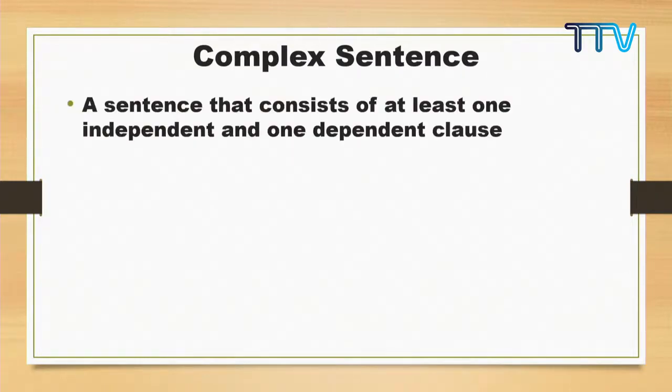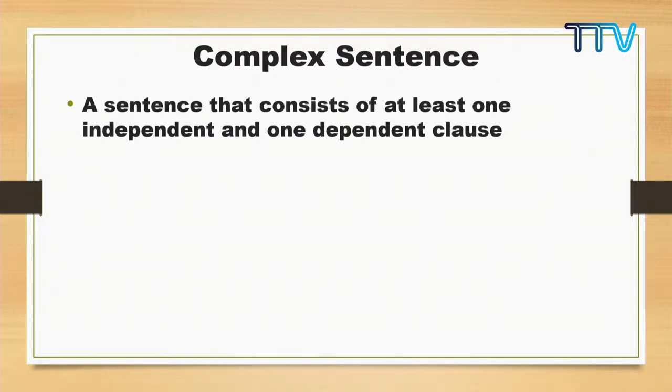A sentence that consists of at least one independent and one dependent clause. There can be more than one, right? But at least one independent clause should be there. At least one dependent clause should be there. So you have to keep that in mind whenever you think about complex sentence. One independent clause and one dependent clause. Is it clear? Read the sentence again. A complex sentence is a sentence that consists of at least, I'm saying at least, that means it can have more than one. At least means minimum, right? You have to have one independent and one dependent clause. So at least one independent and one dependent clause. Does it make sense? All right.